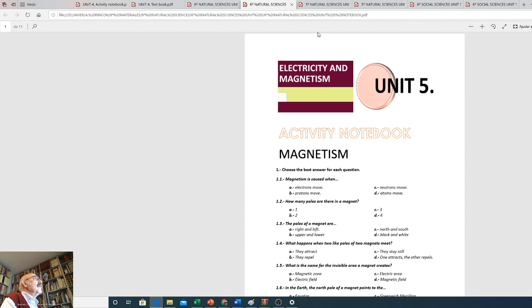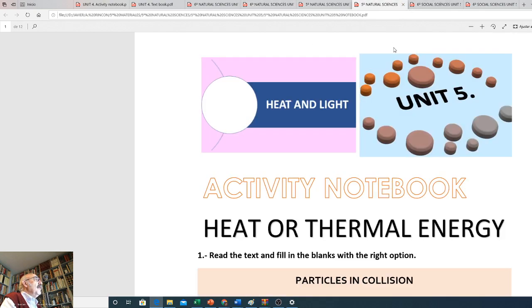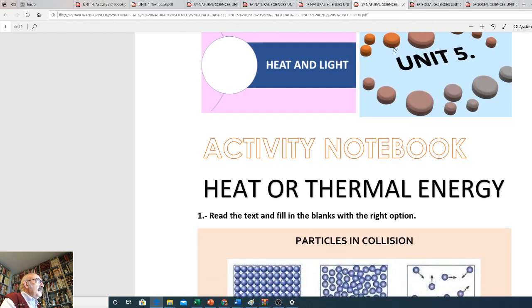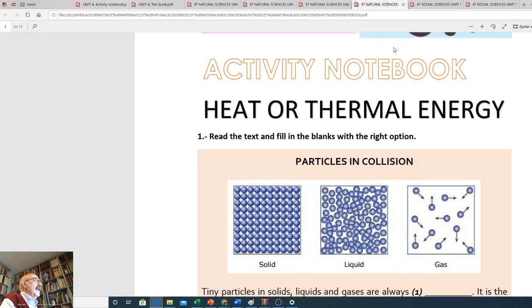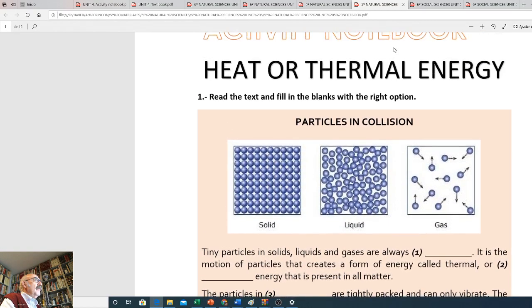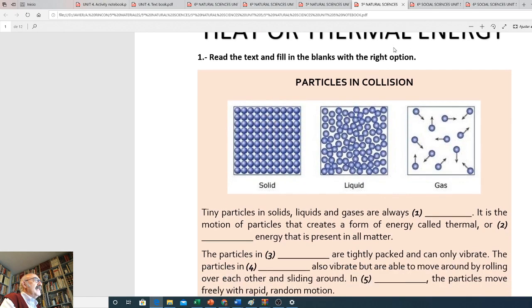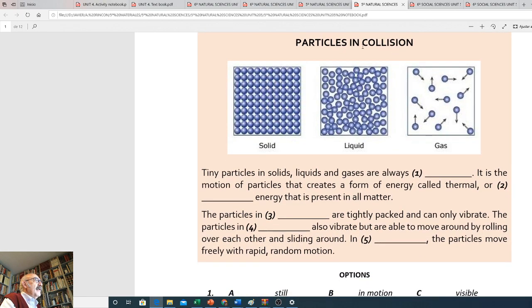This is for you. So we want to try to do and correct the first exercise. And you have there a text, talking about heat or thermal energy. And you can see these particles there. So solid, all these particles are packed together, tightly together. They can't move. That's why a solid keeps the same shape always.